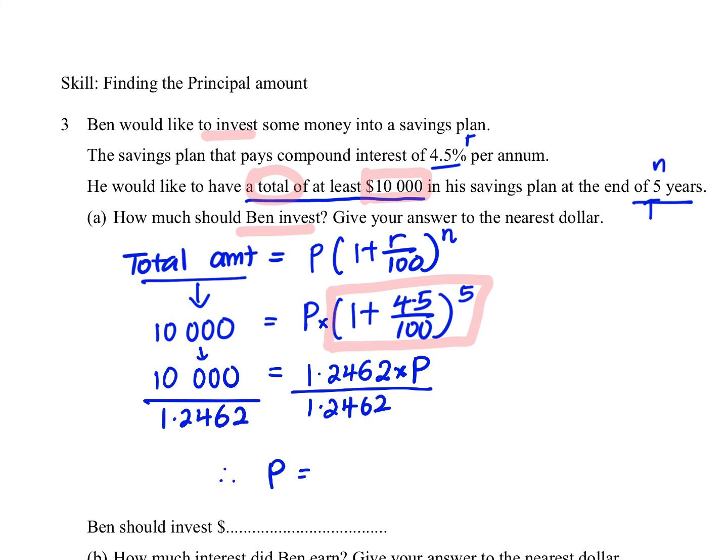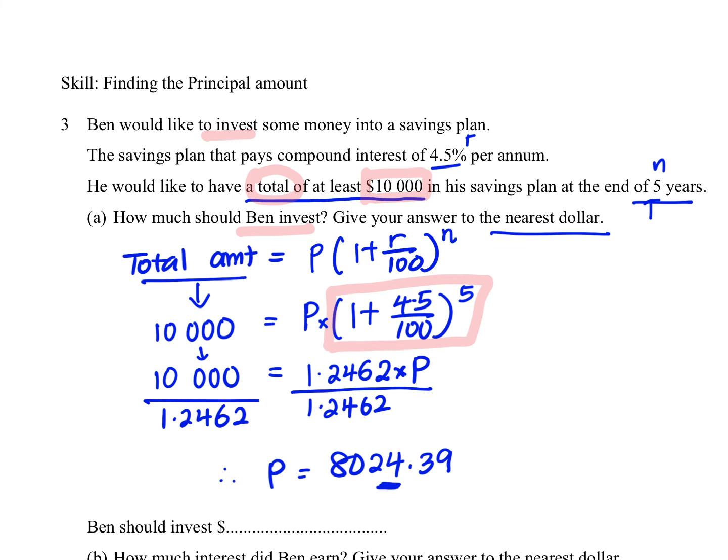Therefore, your answer for P will be equal to 10,000 divided by 1.2462. And that gives me the number 8024.39. Usually we need to round up or round down the number, but now the question says give your answer to the nearest dollar. So the nearest whole dollar, this answer here, will give me 8024.